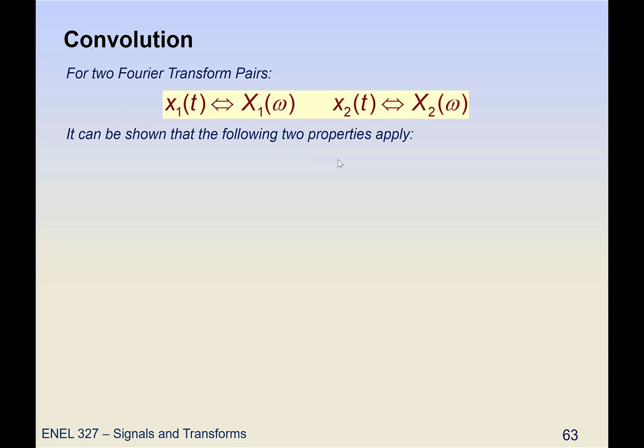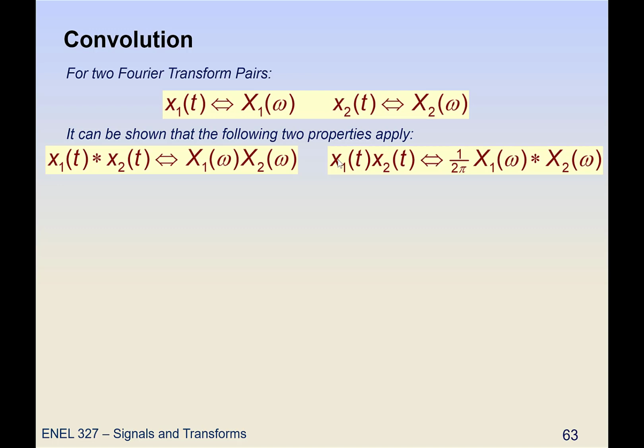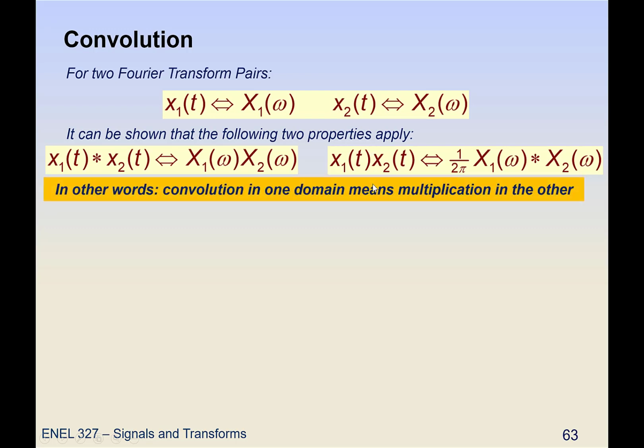If we know two Fourier transform pairs, it can be shown that the following two properties apply. The first is, if I take a convolution in the time domain, that just means multiplication in the frequency domain. If I do convolution in the frequency domain, then that just means multiplication in the time domain. In other words, convolution in one domain just means multiplication in the other. The only thing you have to watch out for is this 1 over 2 pi.